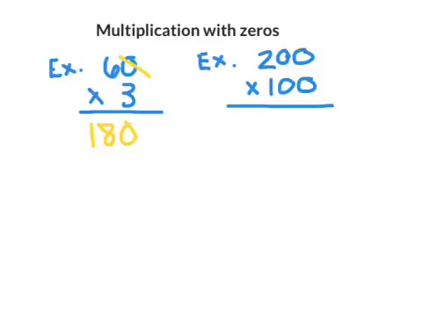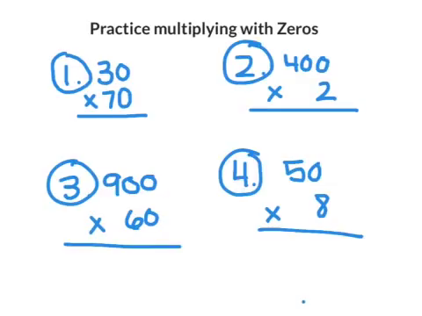Okay, so I'm going to show you over here too. I'm going to drop the zeros. I'm just going to do 2 times 1, which is 2. And I crossed out 1, 2, 3, 4 zeros, so I'm going to add 4 zeros back on. 1, 2, 3, 4. So much easier way. 200 times 100 is 20,000. On the next slide, you're going to get to practice some on your own.